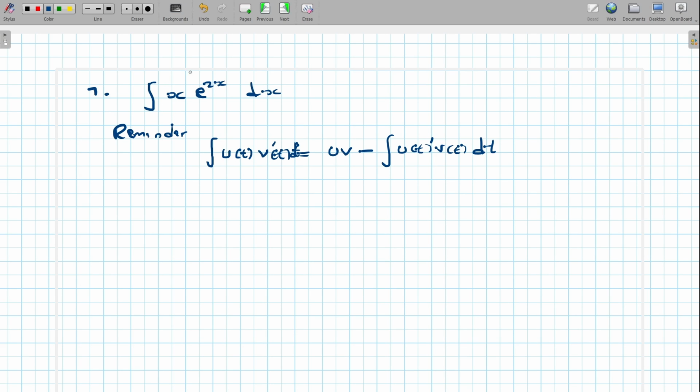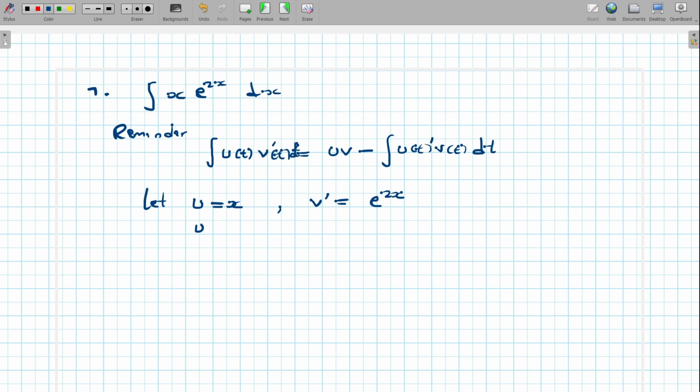Here we see that our two functions depend on the variable x, but we can also use t or any other variable we want, and that is not going to change the problem, because they are all just variables. So now we're going to apply this formula. Instead of u of t, we say u of x because the function depends on x. Let u be equal to x, and v prime be equal to e to the power 2x.